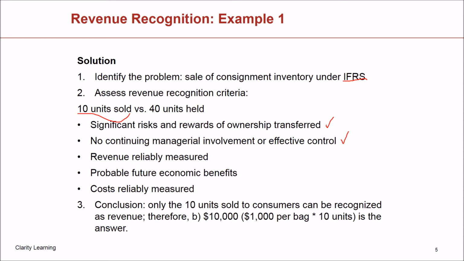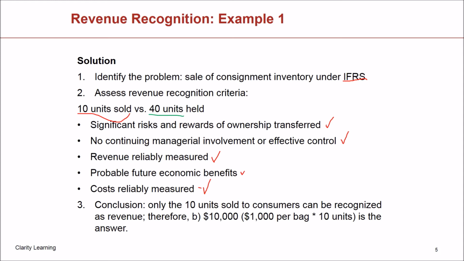Revenues can be measured reliably because we know each bag is $1,000, and that probable future economic benefits will occur because the end consumer has made the purchase either through cash or debit or credit. Here, costs are reliably measured. This we can assume because the question hasn't provided us with too much information. And so in your CFE response, if this was a CFE question, you would write that it is assumed.